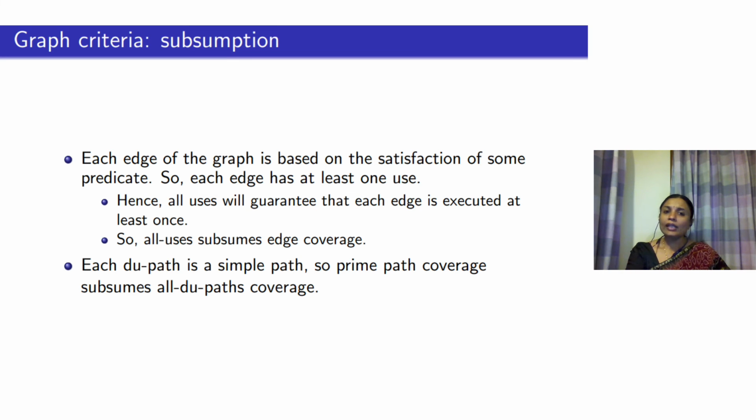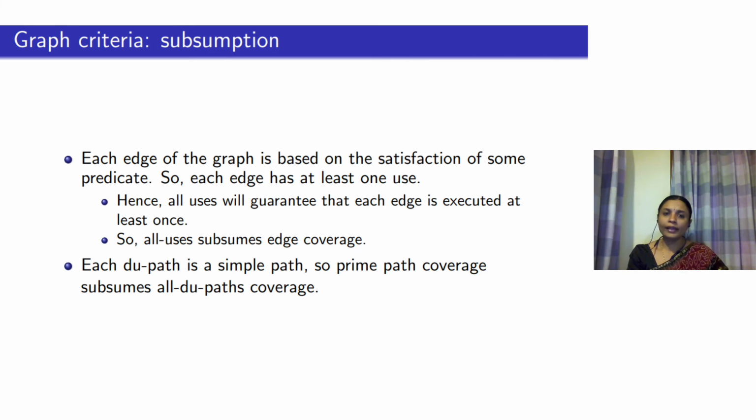Each edge of a graph is based on satisfying some predicate, right? Especially if I have if and while statements, the relational or logical expression in that is going to be true or false. So each edge will have at least one use. There's going to be a predicate which uses a variable, makes it positive or negative, tests for it, and all that stuff.